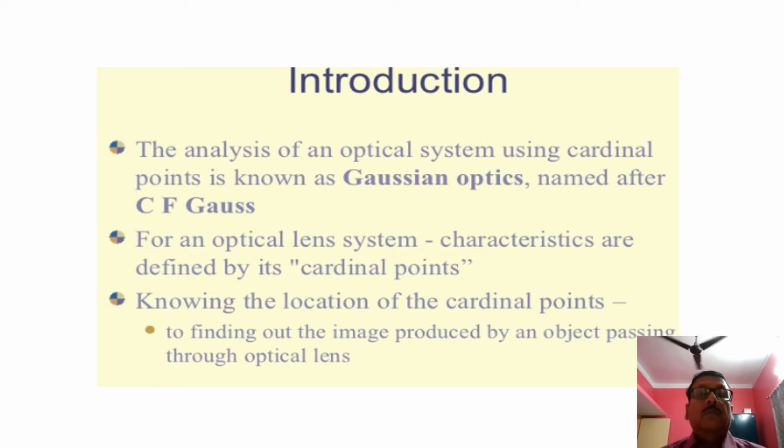Introduction. The analysis of an optical system using cardinal points is known as Gaussian analysis, named after C.F. Gauss. For an optical lens system, characteristics are defined by its cardinal points. Knowing the location of the cardinal points, we can find the image produced by an object passing through an optical lens.